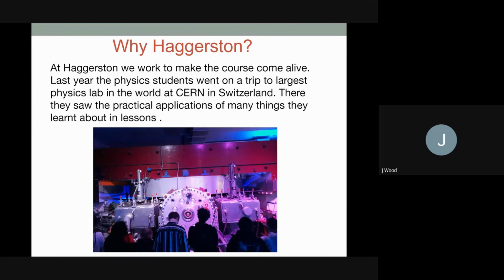The other big motivation is that at Haggerston, we work to bring the subject alive. Last year, we took our year 12 and 13 students to the largest physics lab in the world at CERN in Switzerland, which gave them an opportunity to see the practical applications of the subject. Lots of things that they learned about in lessons came alive during that trip, and they were able to both see physics at its most advanced stage, but also to see a different culture in a different city and get an experience of what it's like to travel to different parts of Europe. So it both informed their physics education, but also their wider growth as students to understand this separate culture while also learning lots of physics at the same time.